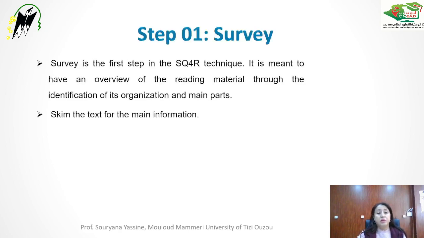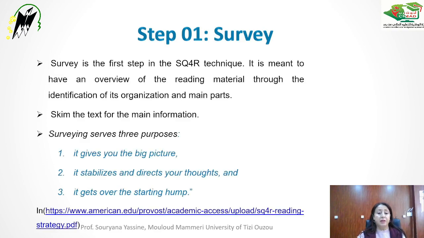Step 1, survey. Survey is the first step in the SQ4R technique. It is meant to have an overview of the reading material through the identification of its organization and main parts. It helps to skim the text for the main information. Surveying serves 3 purposes. First, it gives you the big picture. 2, it stabilizes and directs your thoughts. And 3, it gets over the starting hump. Here is the reference of this quote.